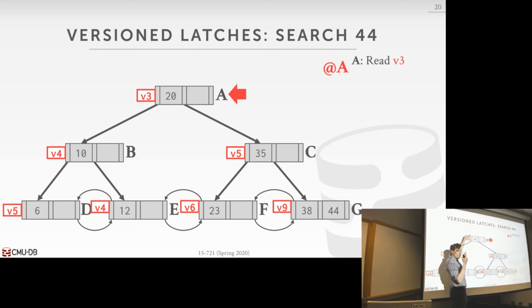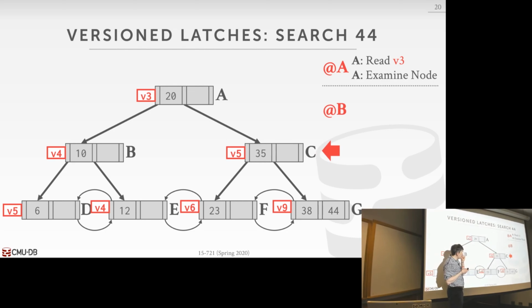Right? So we can keep track that we read node A at version 3. Then we examine the node, do whatever we need to do. In this case, we're searching for 44. So 44 is greater than 20, so we're going to go down this side of the tree. So we go ahead and do that.